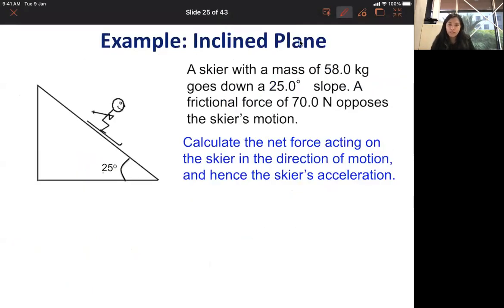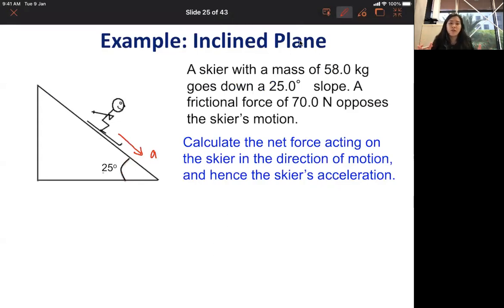Right, so now let's look at this inclined plane problem. A skier with mass of 58 kgs goes down a slope, and the slope has an angle of 25 degrees. There's a frictional force that's 70 newtons. Calculate the net force acting on the skier in the direction of the motion, and therefore calculate the acceleration of the skier. Okay, it's obvious that the skier will go down the slope, so your acceleration should be along the slope here. So let's analyze this problem.